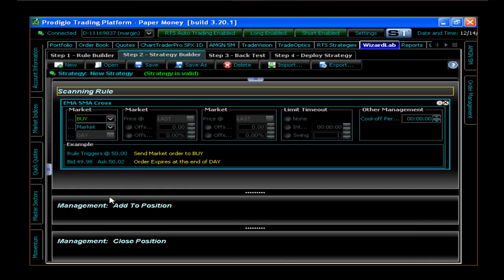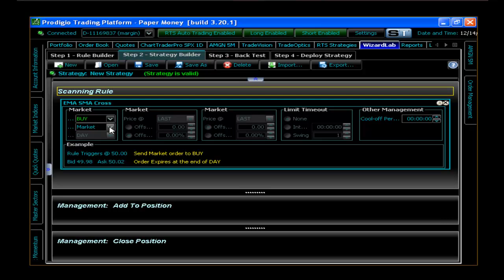when you create strategies in Wizard Lab, you specify if it's a long strategy or a short strategy. And you can create as many strategies as you want. So you can create a set of long strategies and short strategies, and you can run them independently of one another or at the same time.